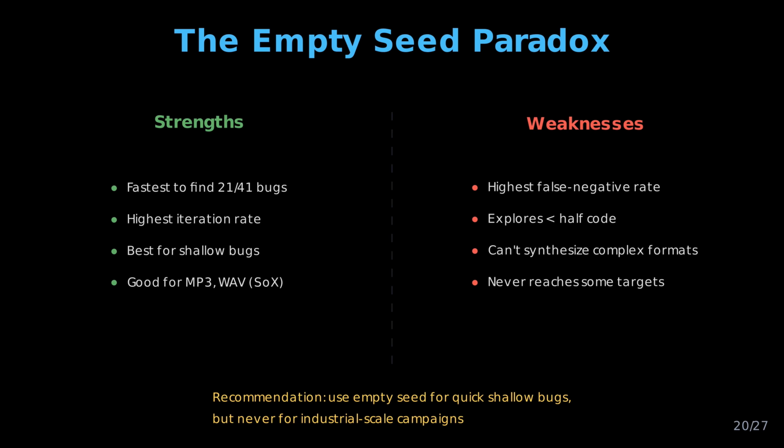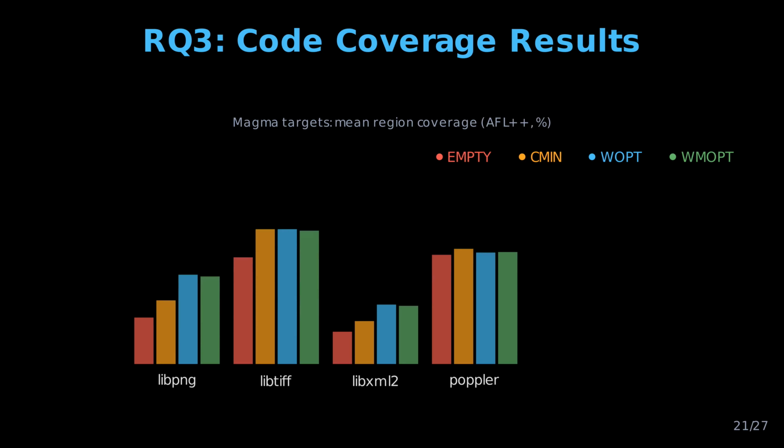So the paper's recommendation is very nuanced. Use minimized corpora as your primary approach, but consider running an additional campaign with the empty seed to quickly catch shallow bugs. However, never rely on the empty seed alone for industrial-scale fuzzing. For code coverage, the pattern is clear. The empty seed consistently explores the least code.